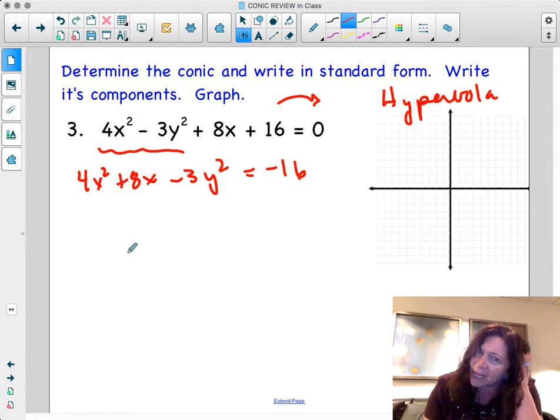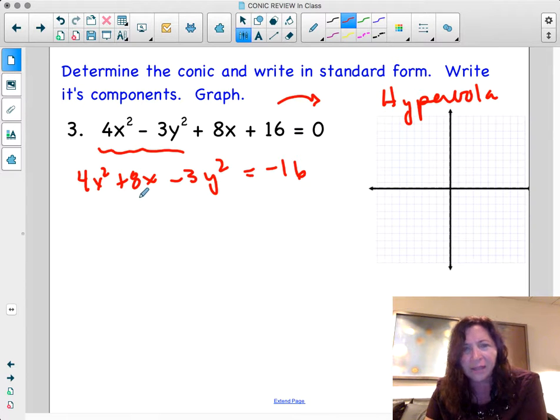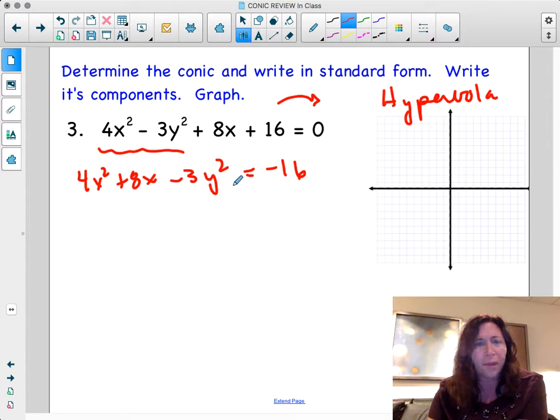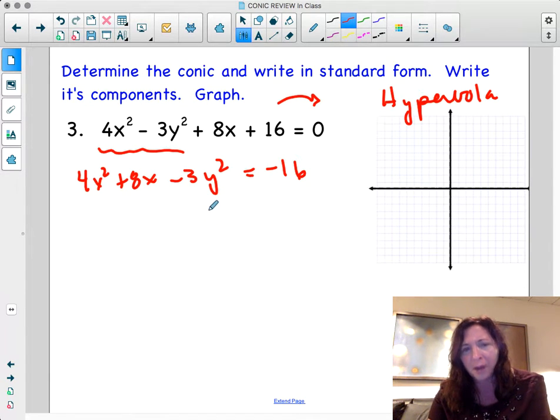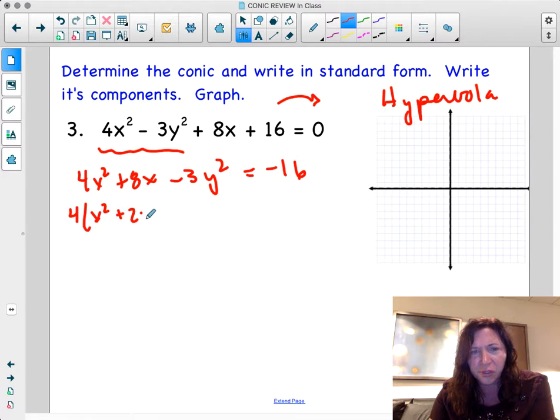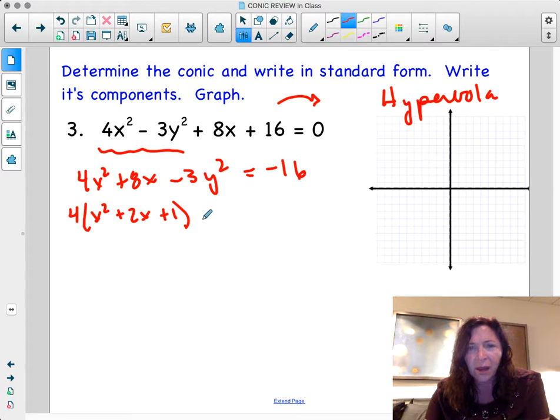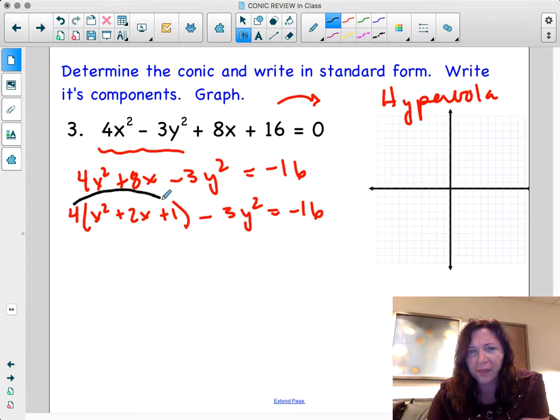I have an x squared term and an x, so I have to complete the square. But I have a y squared term and no y, so I'm only actually completing the square one time. We're going to factor out the 4. You get x squared plus 2x. Half of 2 is 1, and 1 squared is 1. Then I've got negative 3y squared equals negative 16. Now remember, you temporarily factored out that 4, so you need to put that back in. We're going to add 4 to that.